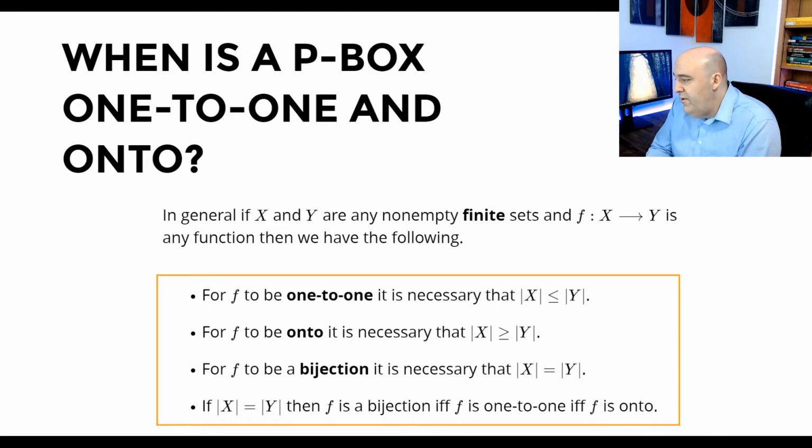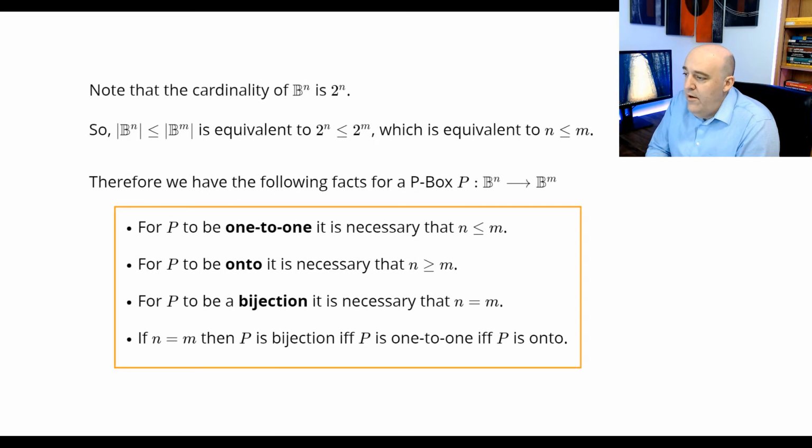So if you know the cardinality of x is equal to the cardinality of y, and for some reason you know your function is 1-to-1, then necessarily it's onto, and hence it's also a bijection. Now, in our case, the sets we're working with are Bn. And the cardinality of Bn is obviously 2 to the n. We have n positions. Each one could be either a 0 or a 1. So we have 2 to the n elements of Bn.